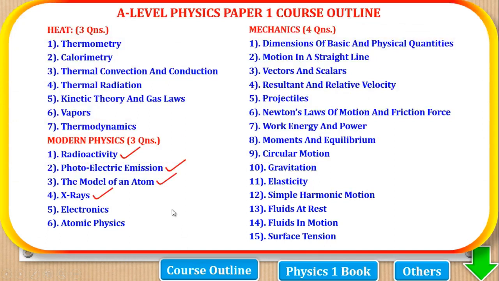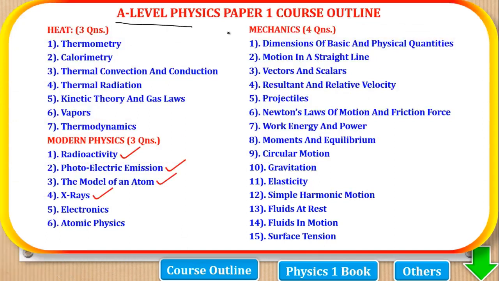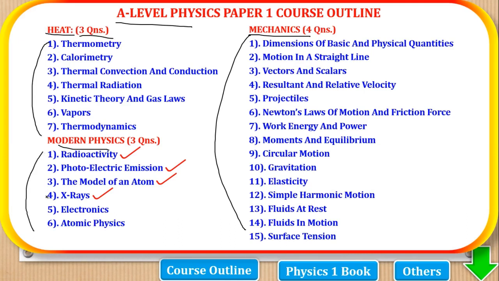Before we start, let's first look at the course outline for this paper. Physics Paper 1 is divided into 3 parts. The first part is mechanics, where 4 questions come from these topics. The second part is heat, where 3 questions come from these topics. And the third part is modern physics, where 3 questions come from these topics. In modern physics, we have done part 1, part 2, part 3, and now we are on part 4, which deals with X-rays and X-ray diffraction.